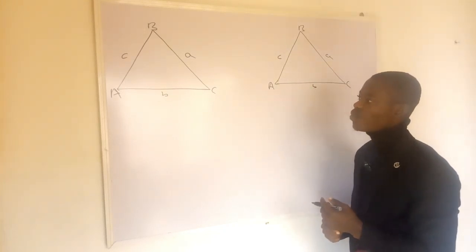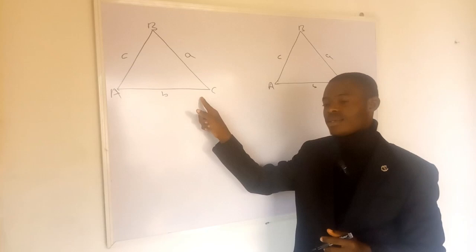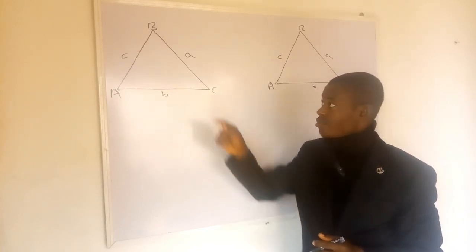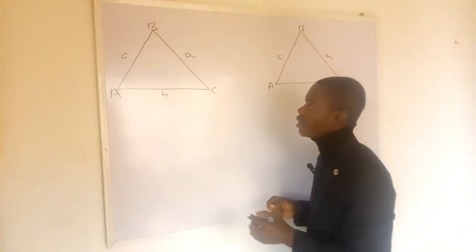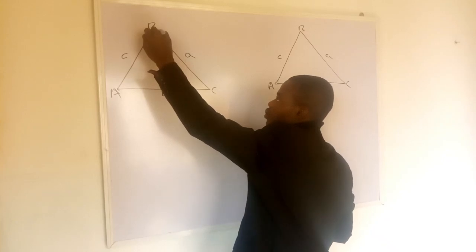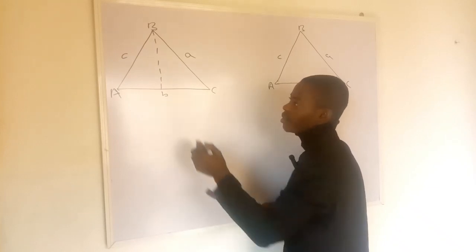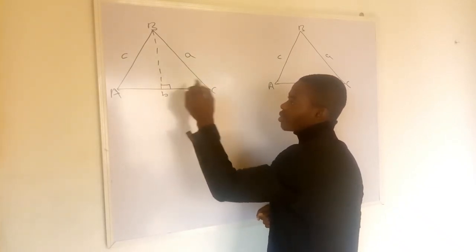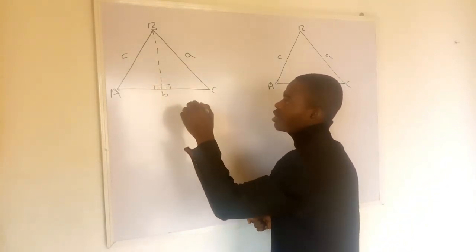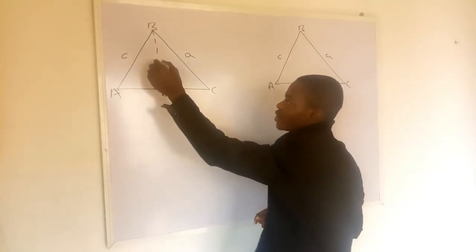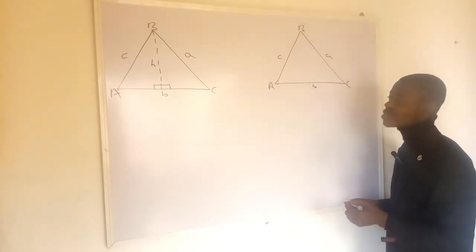Now let's take, for instance, we want to bisect the line AC from B, right? From angle B. And the bisection will be this way. Now, the bisection will be perpendicular to the line AC. Then I will call that height. Let's call it H. The goal is to find H by all means.